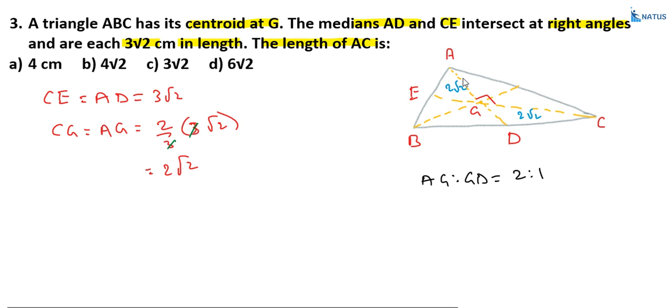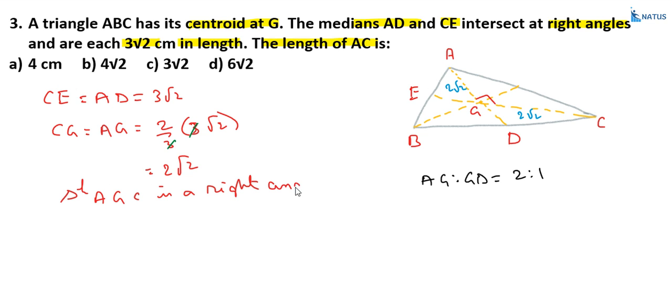and we know that this is a right angle. So what happened? Triangle AGC is a right angle isosceles triangle. Why isosceles triangle? This length and this length both are same. And what we required? We required length of AC.